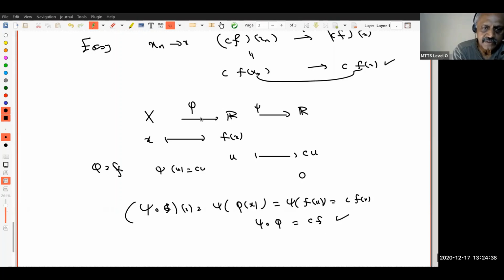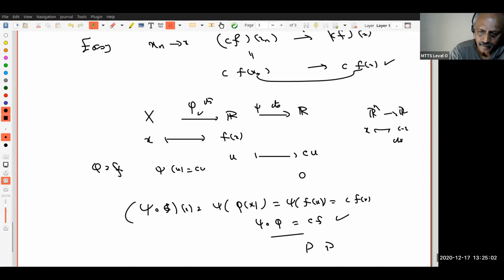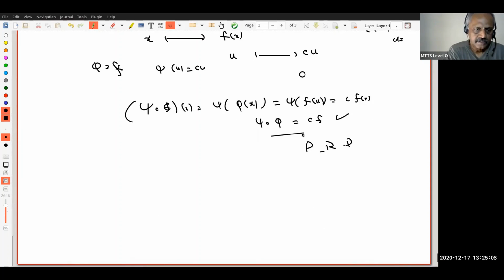And is this continuous? Because x going to f x is continuous, no problem. And we had already seen multiplication is okay. Scalar multiplication is also continuous in Rn. Remember Rn to R, given a vector x, c times x is continuous. We proved it. Therefore, this is continuous. This is continuous. This is continuous. Composite is continuous. Therefore, this is continuous.